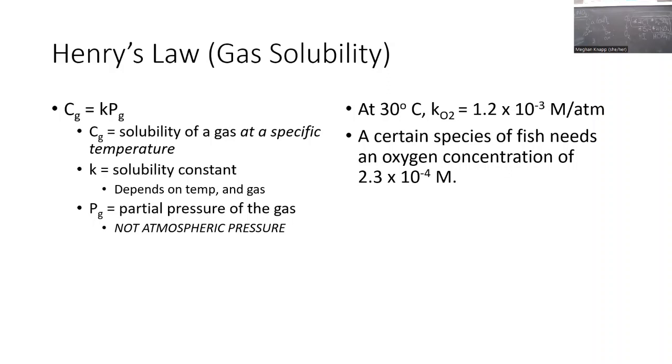And we're going to look at some fish. Now, fish need oxygen just like we do. They're animals, but they don't have lungs. They have gills, and so they have to absorb oxygen through the gills from the dissolved oxygen in the water. So the water enters, and then their bodies are able to pull the dissolved oxygen out of the water. So they need a certain concentration of that in order for it to get absorbed into their bloodstream and remain healthy. So the oxygen concentration they need is 2.3 times 10 to the minus 4 molar.